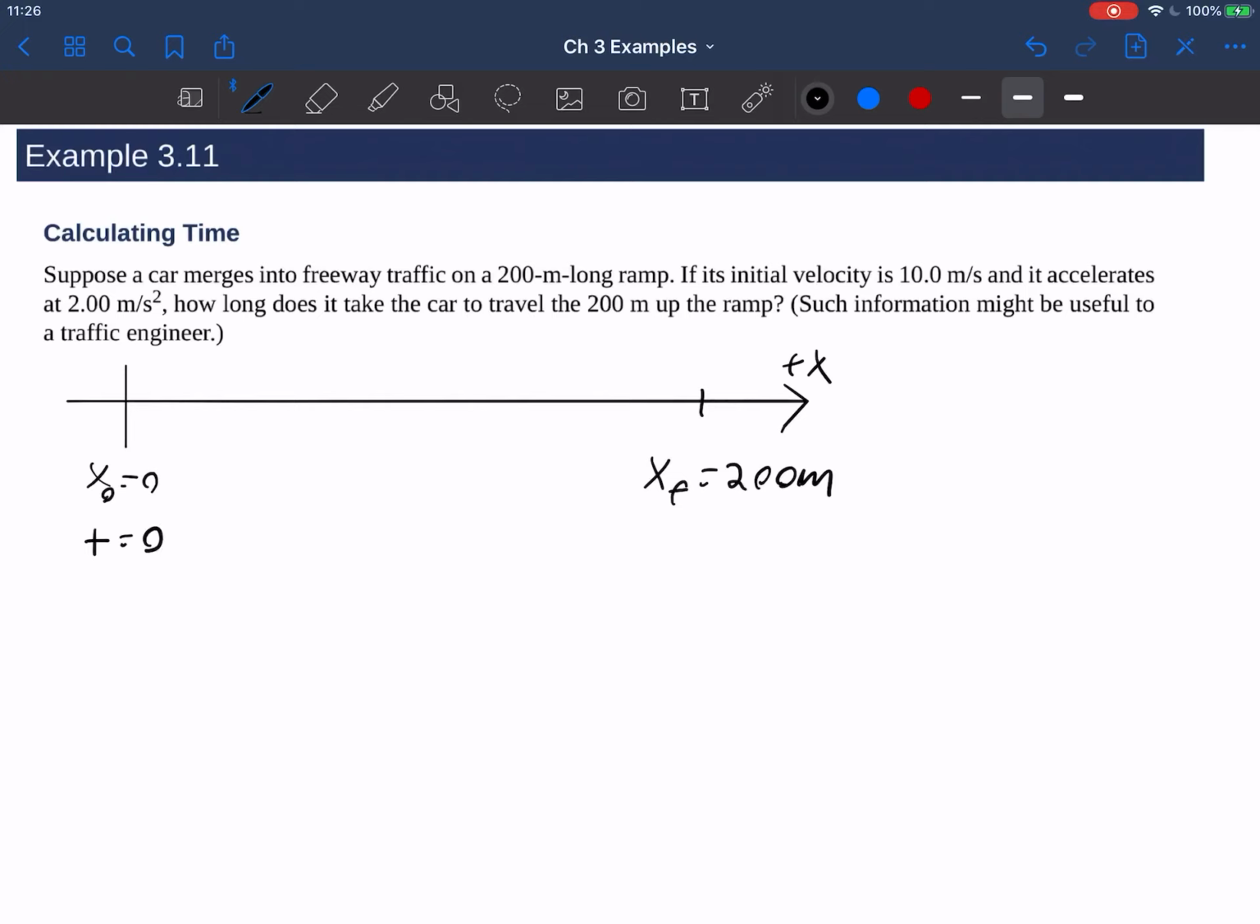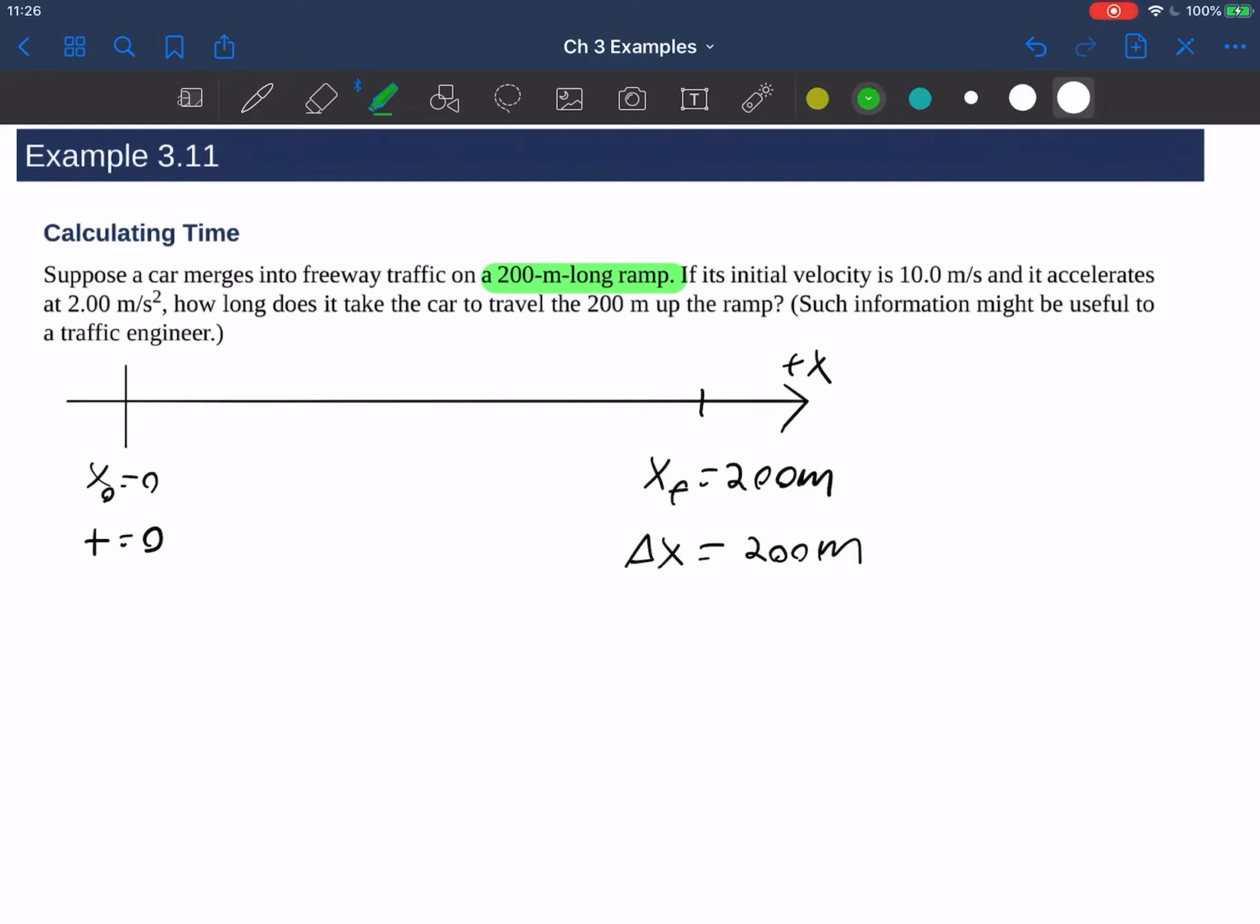Let's now read the problem a little bit more carefully and make sure we have all our knowns and unknowns. We do know that the ramp is 200 meters long, so I've written down x final is equal to 200 meters. This also means that one of our other knowns is that delta x is equal to 200 meters. Our displacement is equal to 200 meters.